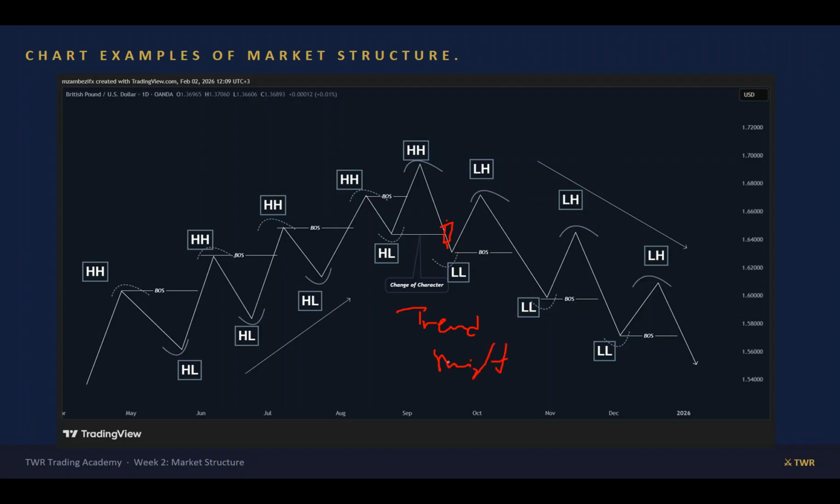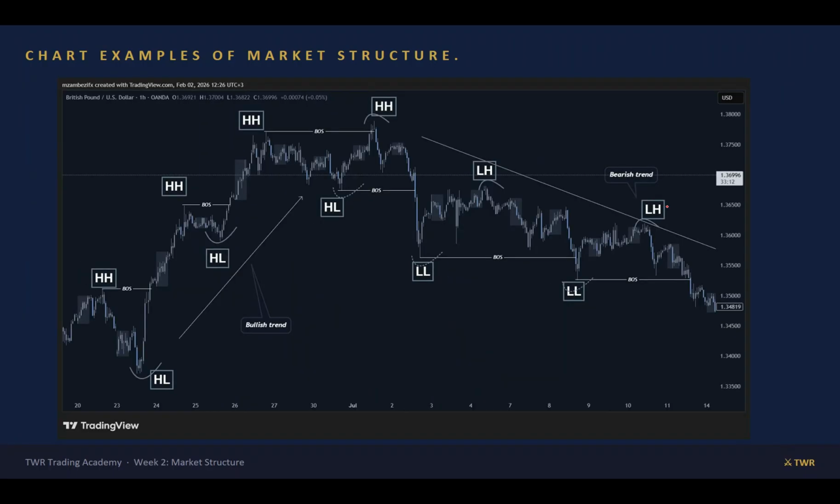Then we have a series of lower lows and lower highs. So previously price was in an uptrend and now price is in a downtrend. This is basic market structure: swing highs and swing lows, identifying the correct swing highs and swing lows. Let me show you on the chart.